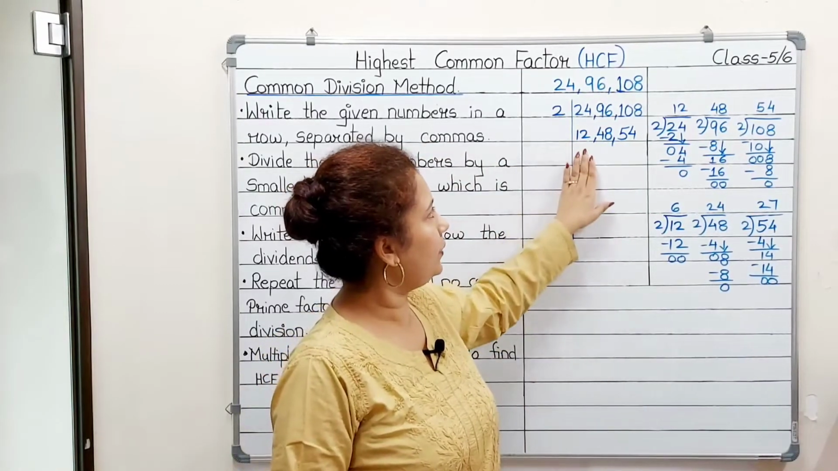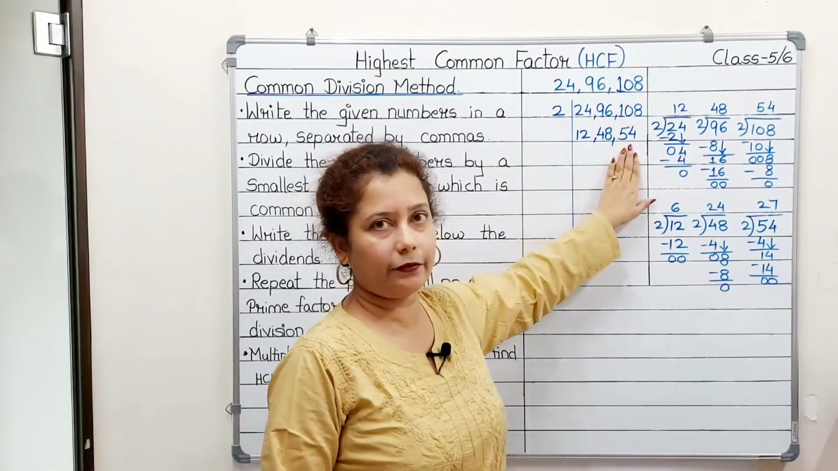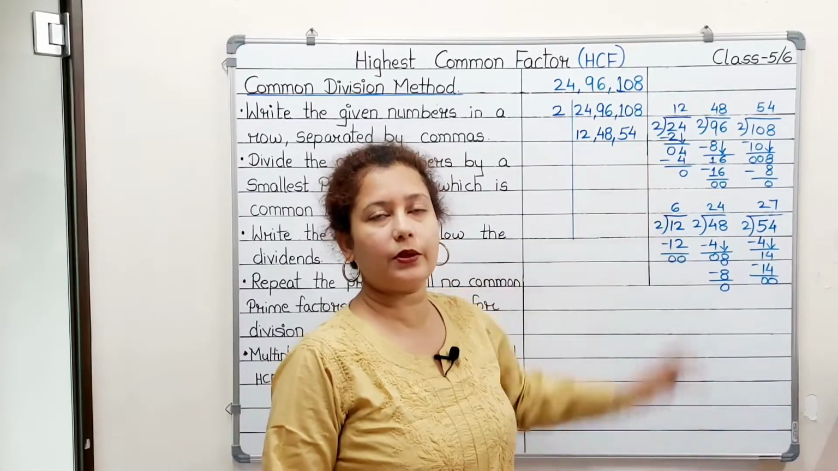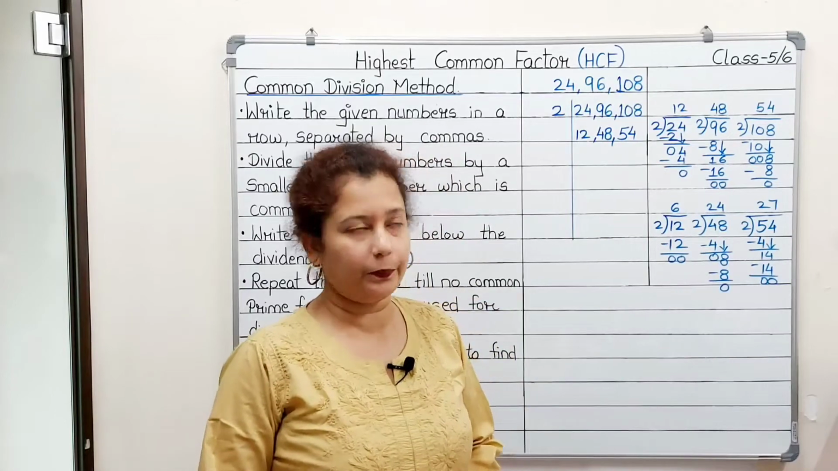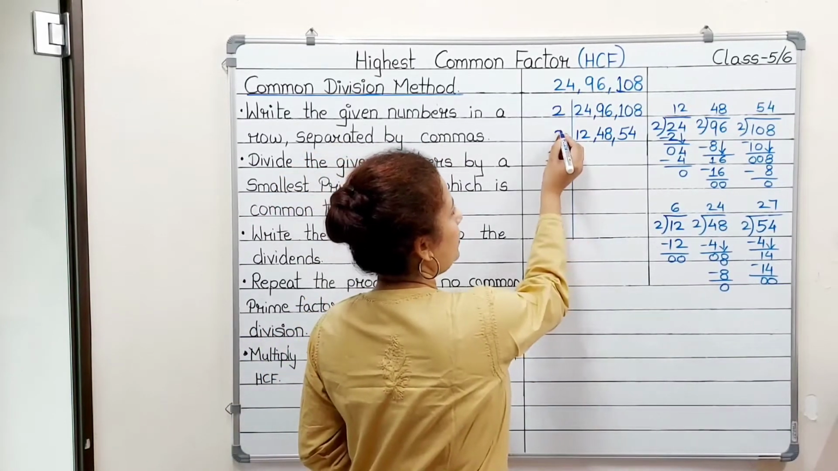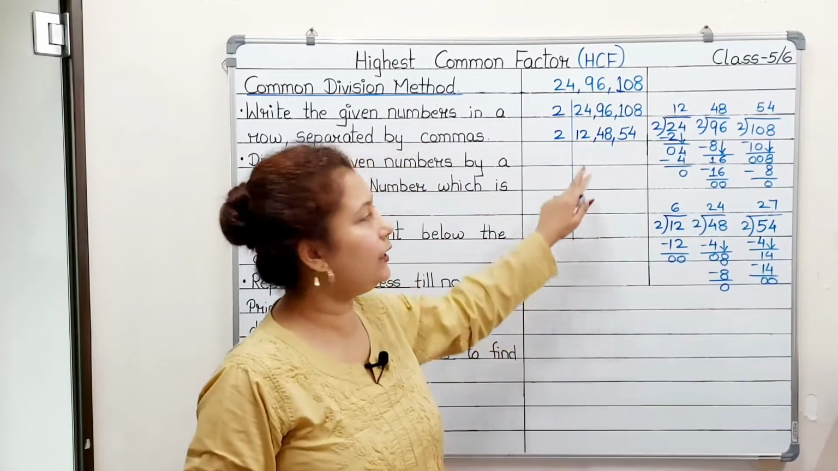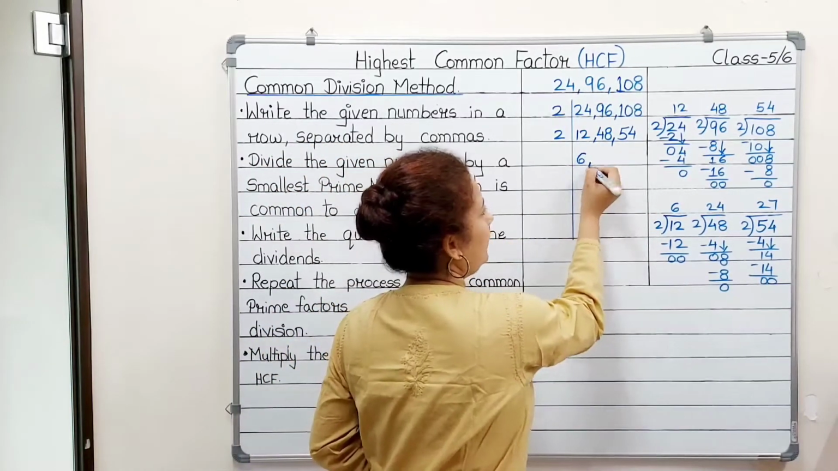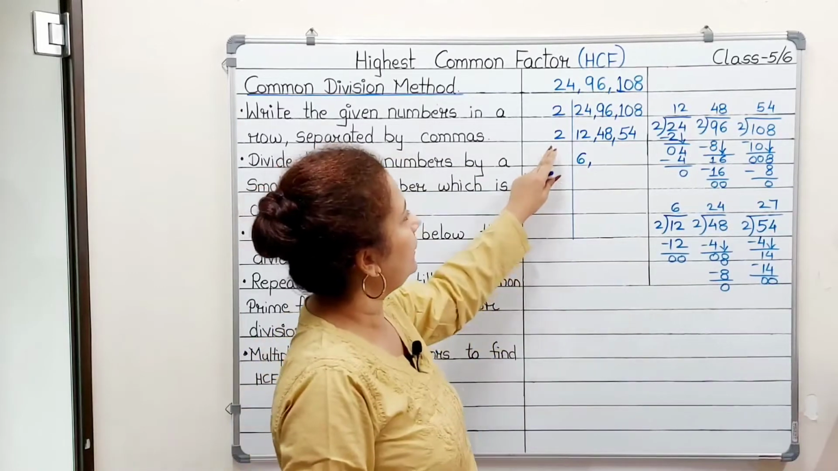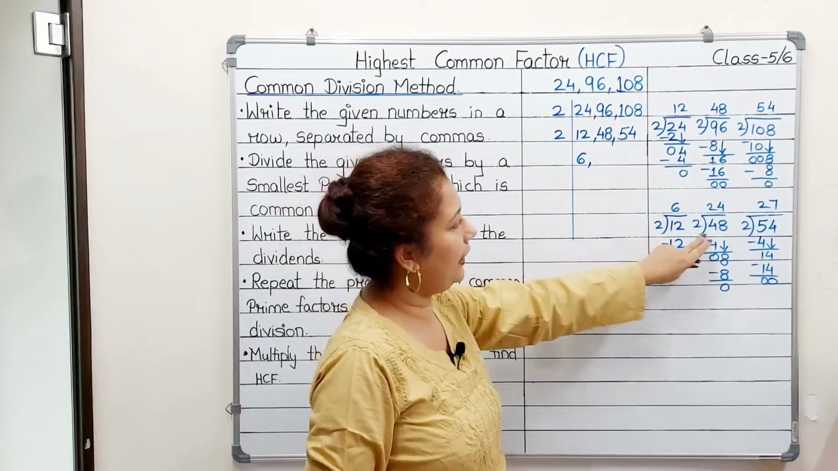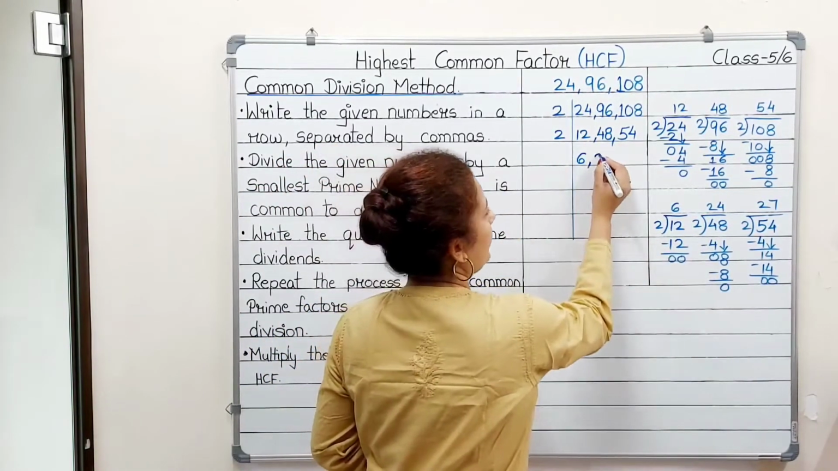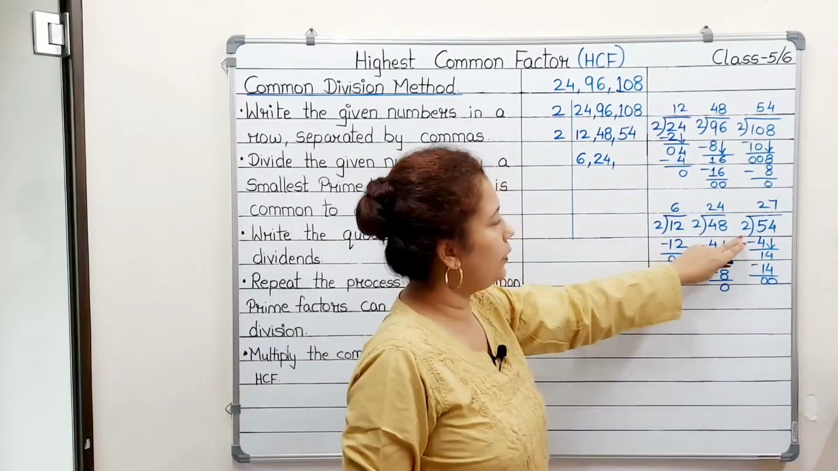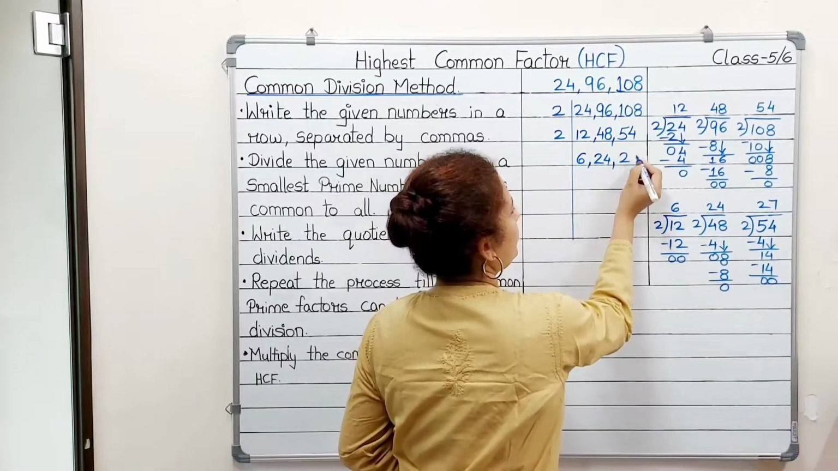After dividing by 2, we got 12, 48 and 54. All these 3 numbers are even numbers. So again they are divisible by 2. So we will divide it by 2. So we will write 2. When we divide 12 by 2, we get 6 as the quotient. So we will write 6 below 12. Then when we divide 48 by 2, we get 24 as quotient. When we divide 54 by 2, we get 27 as quotient.